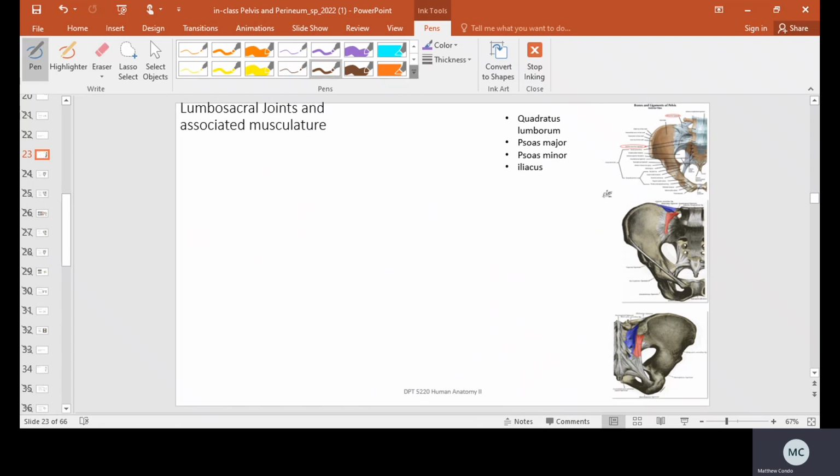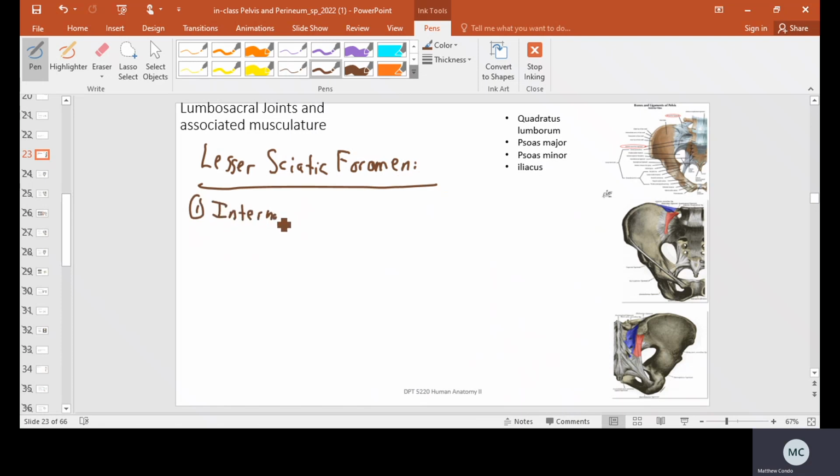All right, so the lesser sciatic foramen. Here's what exits the pelvis in the lesser sciatic foramen. We're going to have something called the internal pudendal, and this is not the pudendal, this is another branch off the pudendal, artery and vein.